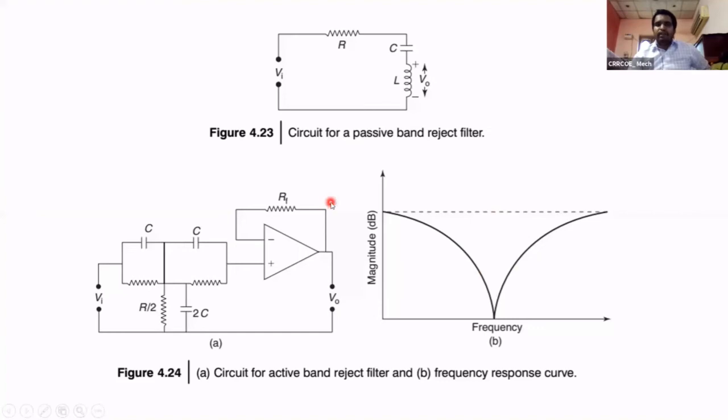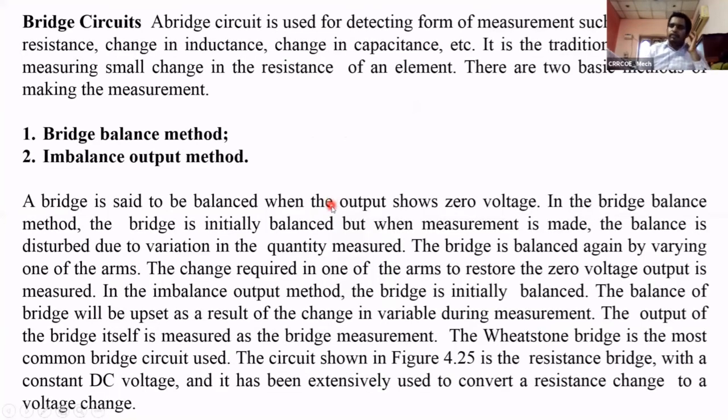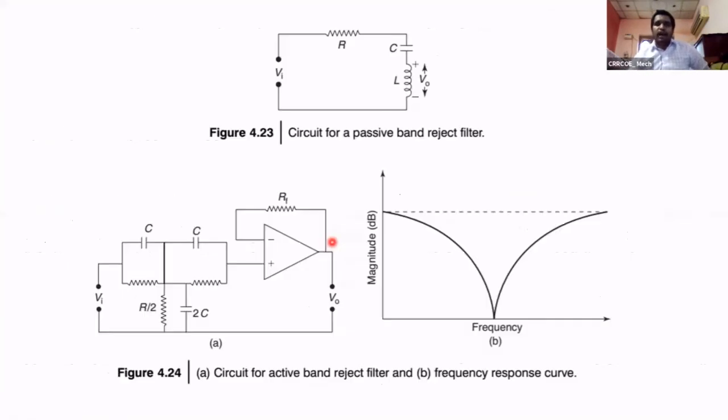These are the filters which are used in electronic circuits. What are they? Low pass, high pass, band pass and band reject filter. These 4 filters are used for removing the unwanted frequencies from the signal without changing the information in the signal. This is about filters.